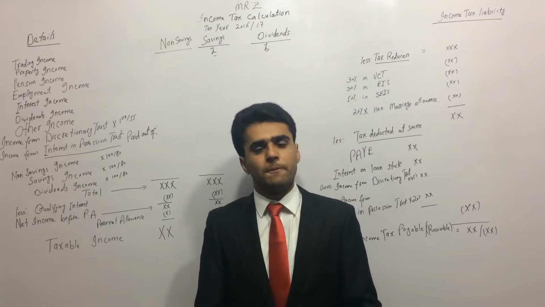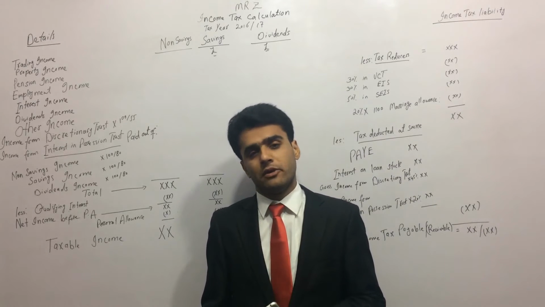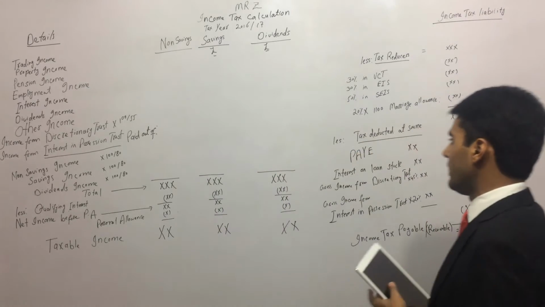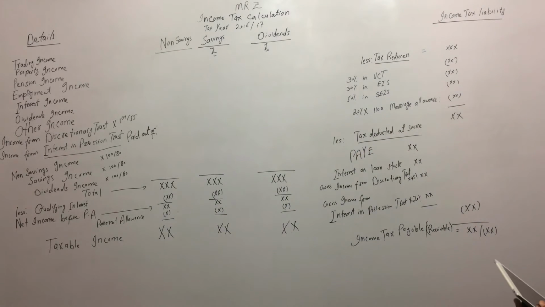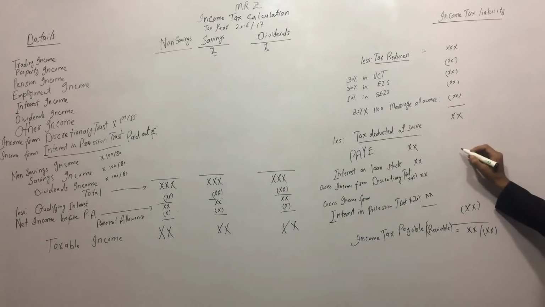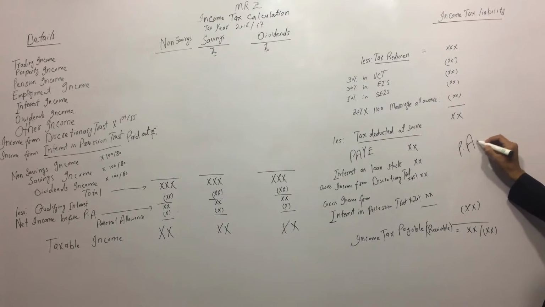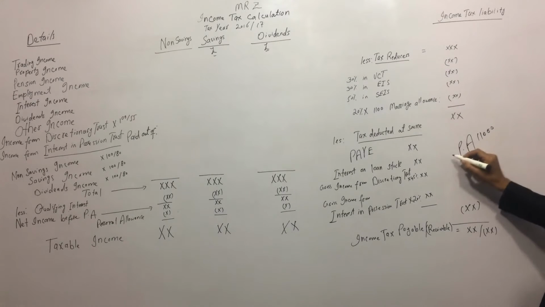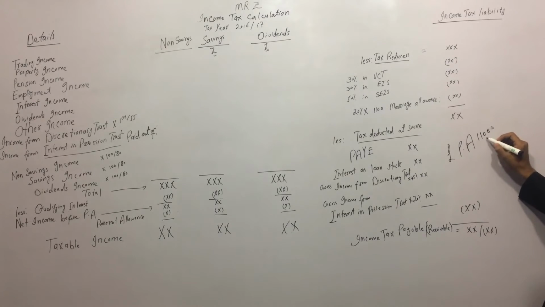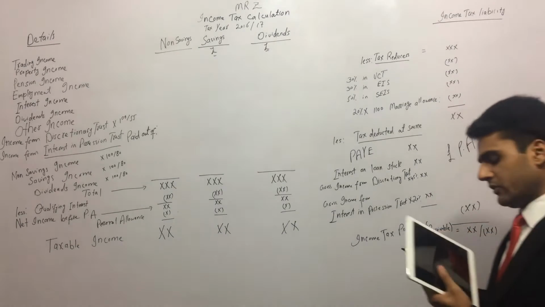Now, what is that threshold? For our current tax year, it is £11,000. That limit which we are talking about is the personal allowance. It is called personal allowance, and for our current tax year, it is £11,000. I've just written it down as PA. You can write it down as personal allowance.